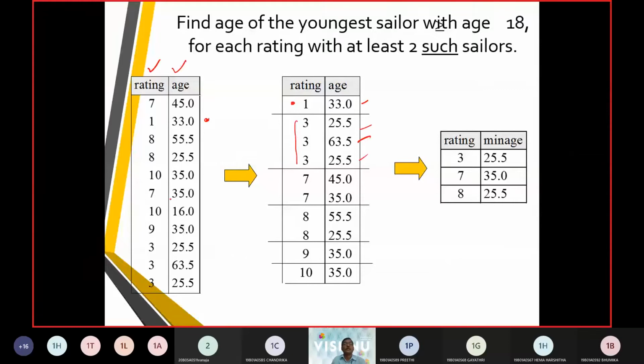Next we have chosen rating 7. For 7 we have 2 members, with ages 45 and 35. We mentioned them. Next we have rating 8 with ages 55 and 25, so again we made a segment for 8. Then there is only 9 here and only 10 here.